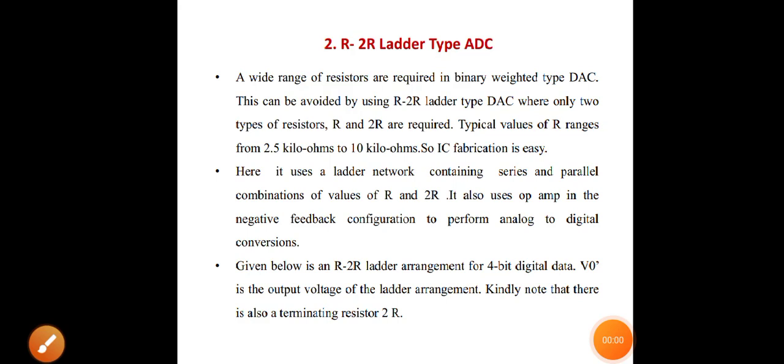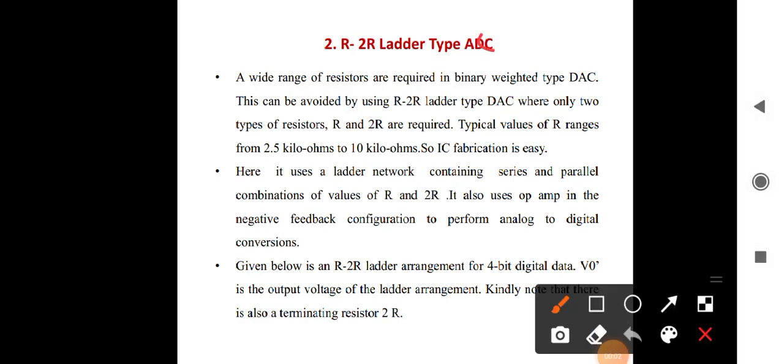In this class we study about R to 2R type. It is not ADC, it is R to 2R type DAC, that is digital to analog converter. So in the R to 2R digital to analog converter, the digital signal is being converted into analog signal by having two types of resistors, that is R, and another type of resistors is 2R. Both are connected in parallel and series.